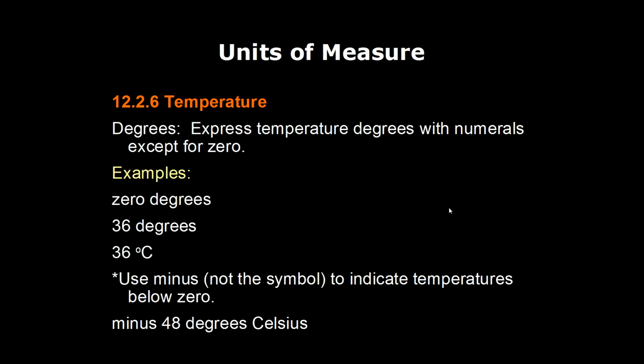Okay, we've got to keep going. Temperature, degrees. I think this is fairly straightforward for everybody too, except note that you express temperature degrees with numerals except for 0. So if it's 0 degrees, when it's all by itself like that and represented as a temperature, you have to spell it out according to the Book of Style. And I'll get to your point in a second, Tina. Use minus, not the symbol, to indicate temperatures below 0. So if it's minus 48 degrees Celsius, then you have to actually spell out the word minus when we're talking about temperatures.